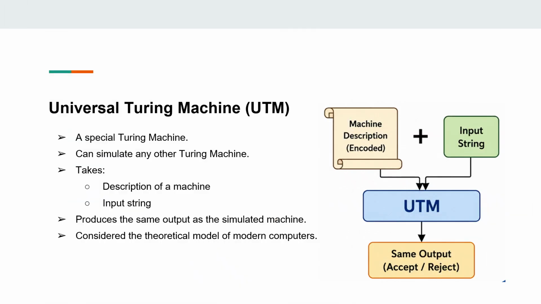Universal Turing Machine. A Universal Turing Machine, or UTM, is a special type of Turing machine. Instead of solving only one problem, it can simulate any other Turing machine. It takes the description of another machine and its input as data, then performs the same computation. This idea becomes the foundation of modern computers.